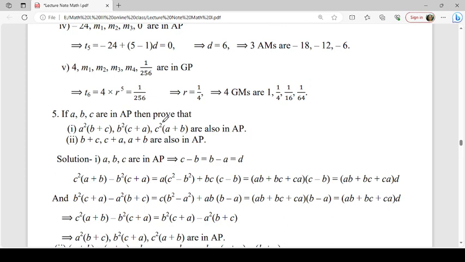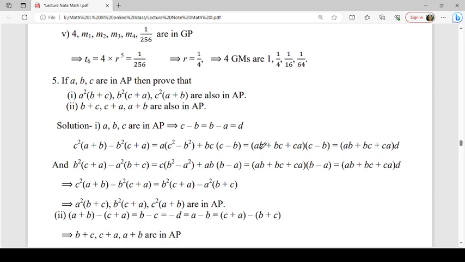Then this: A, B, C are in AP. We need to prove that these are also in AP. So A, B, C are in AP means this is a condition: C minus B is equal to B minus A equal to D. So we need to prove that this difference is the same.